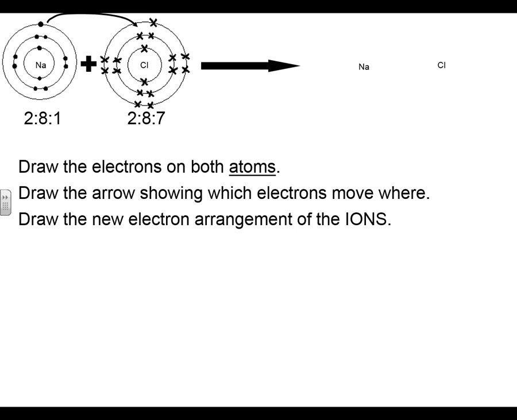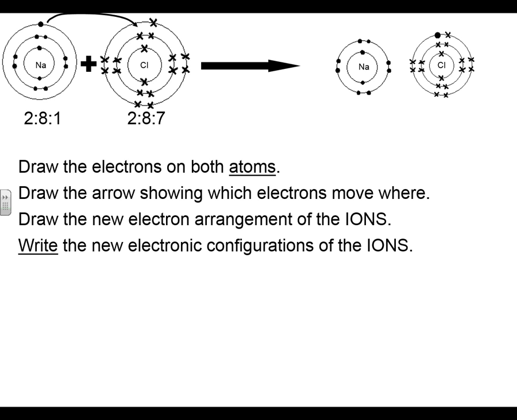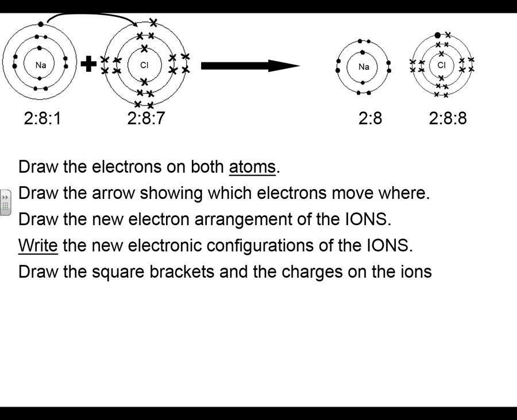So let's draw the arrangement of the ions. They're like that. And I'll put their brackets on and write the configurations and show the charges, and that's the way it's looking. This is now a sodium ion with 1 less electron joined onto and stuck together with the chlorine ion with 1 extra electron.